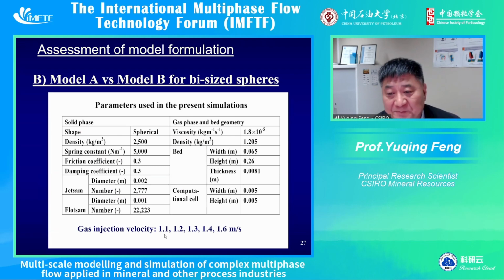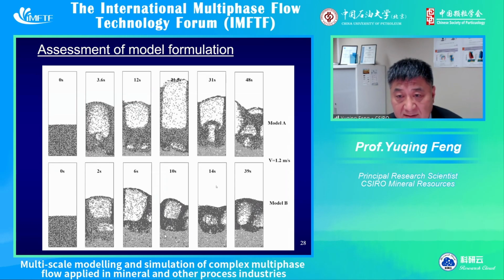Later, when I worked on multi-size particles, we found Model A and Model B really make a difference. With Model A, you see the particles show a less segregating pattern than Model B. And this is another velocity. With high velocity, almost off the bed, but still Model B gets more segregation than Model A.